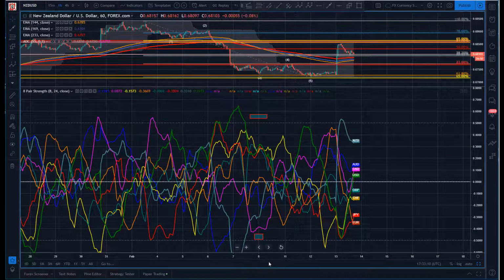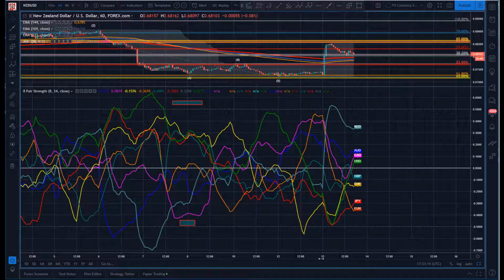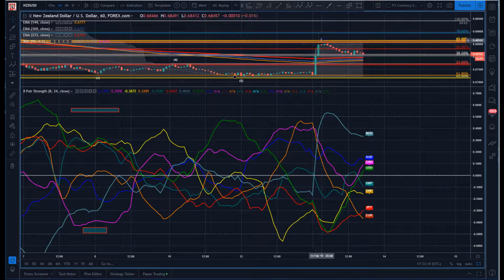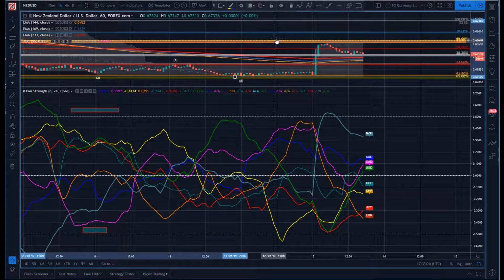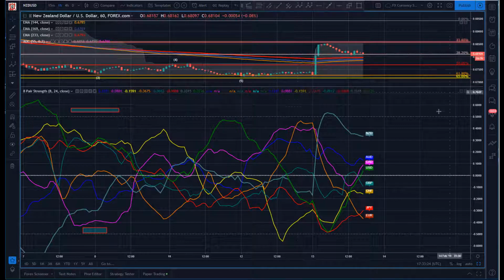Back to this, right? So now, if you were looking here, we know the big news event was the New Zealand dollar last night, right? That's a rate statement, that's very significant. Now, let me get all this off of here. I'm going to get to where I started, which was adding screens in a second here.